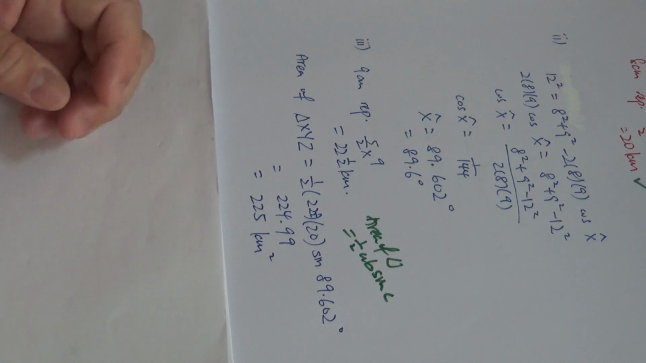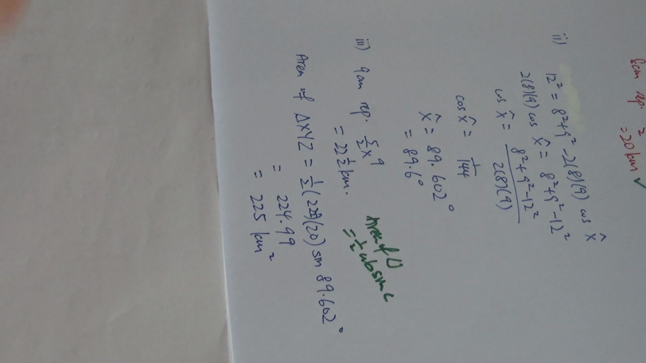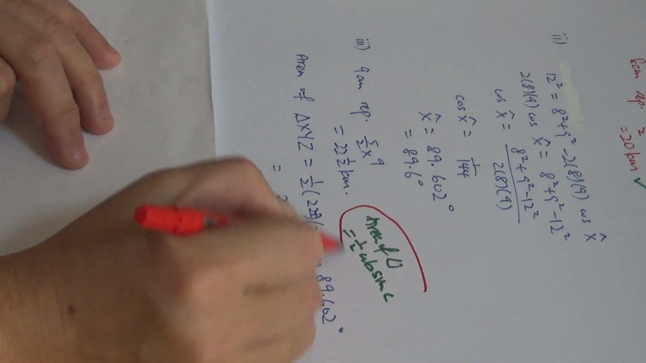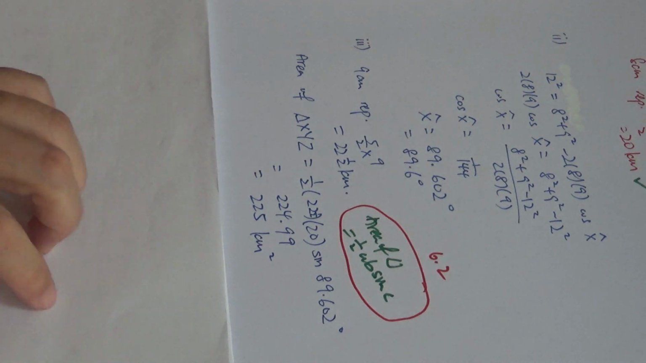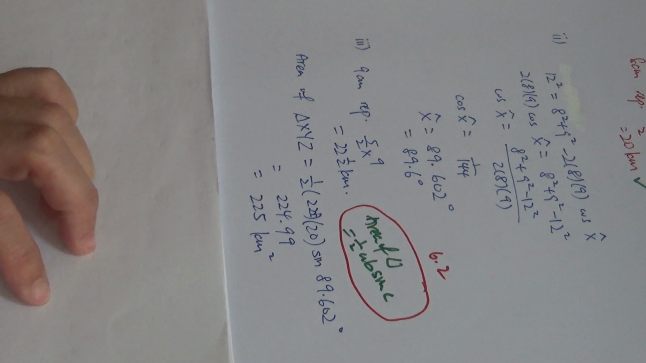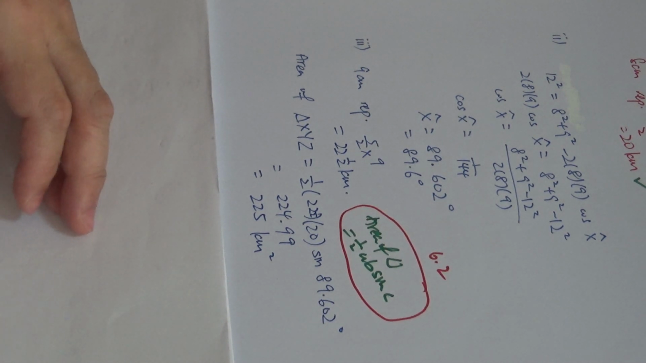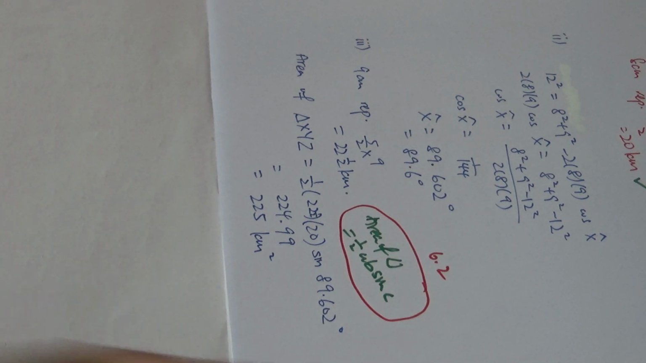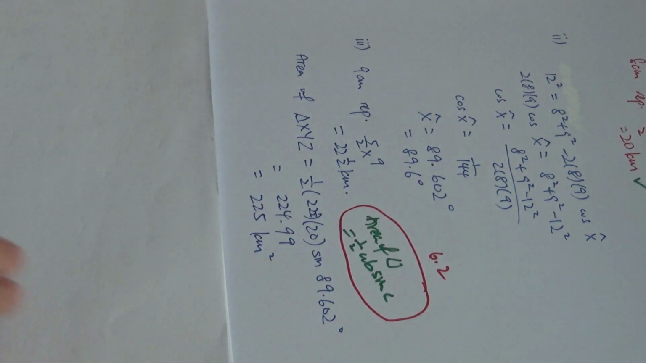Now class, after you have learned a new thing, you must not forget what you have learned previously. This was done in section 6.2, whereby we have area of triangle is half AB sine C. So all this must not be taken in isolation, but you should lump them all together so that you can apply them effectively. Now I'm going on to the last question, which is question number 17.